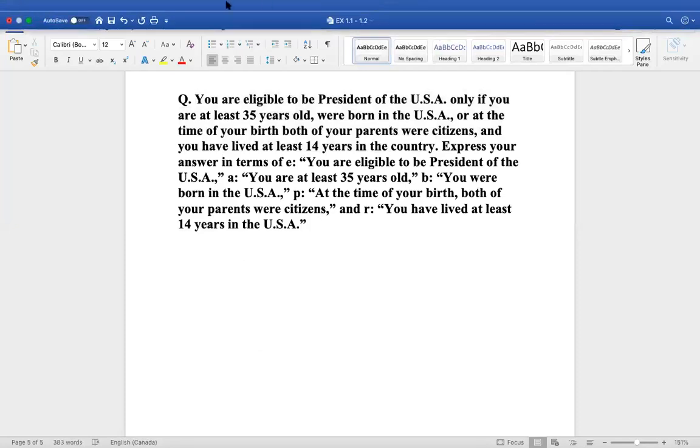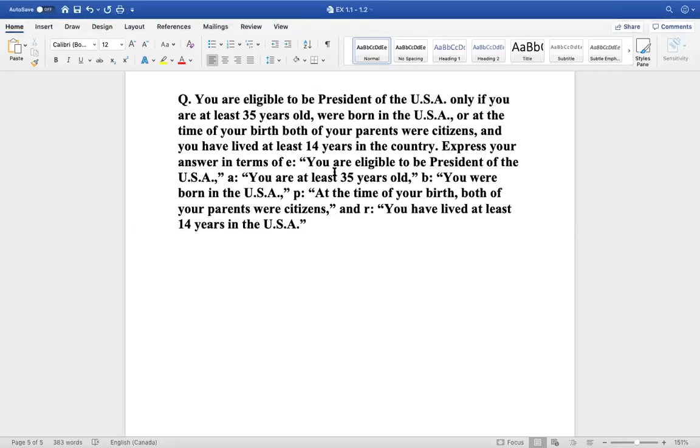So the first thing is that you are at least 35 years old. In order to represent this, you will take A, and were born in the USA. So this is an and condition, and born in the USA is B.